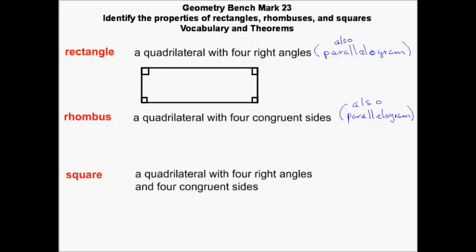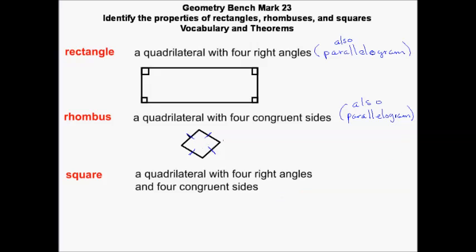And a rhombus is a quadrilateral with 4 congruent sides. If I can draw that. Good enough. So all 4 sides are the same. So a rhombus is also a parallelogram that just happens to have 4 sides all the same instead of 2 and 2. They're all 4 the same. So this also follows all the same rules as a parallelogram.